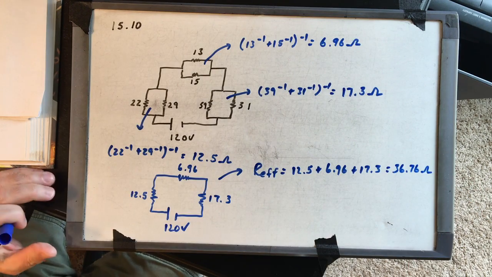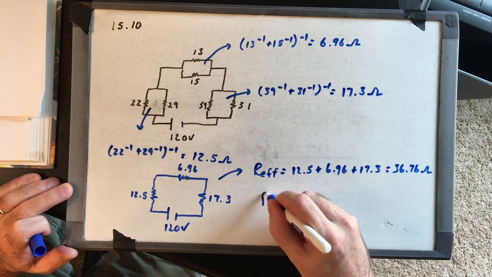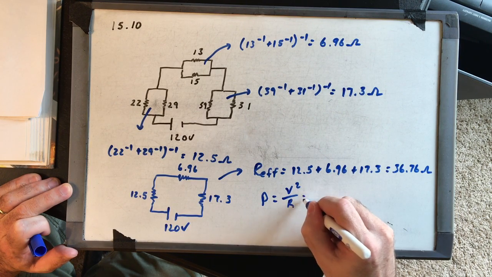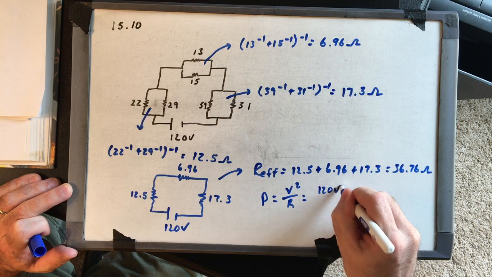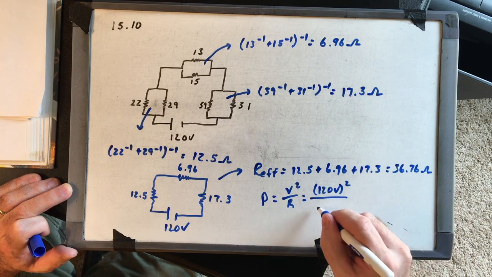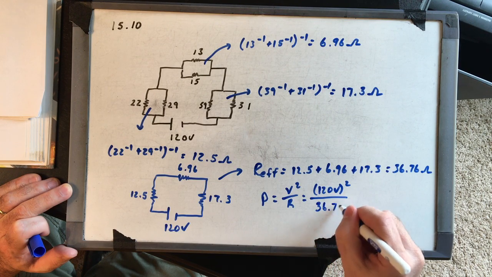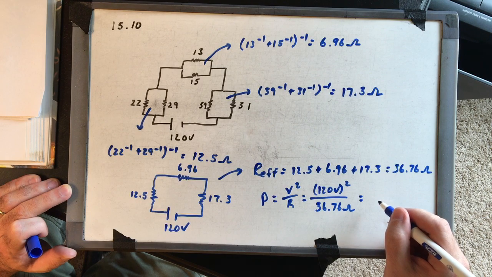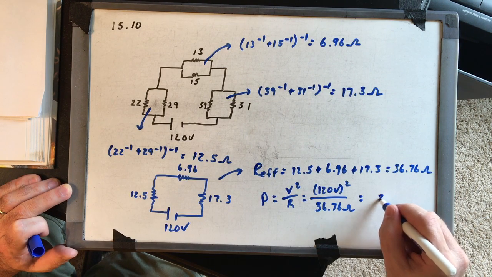Now we can figure out the power. So power is equal to V squared over R. So 120 volts squared over 36.76 ohms. And that is 391.7 watts.